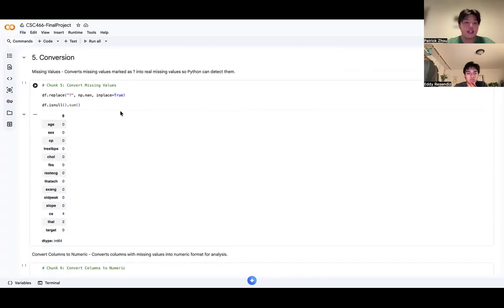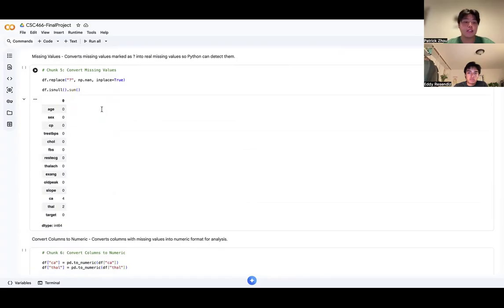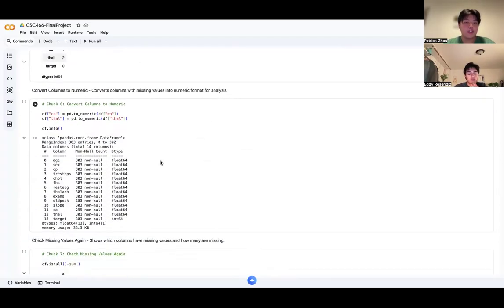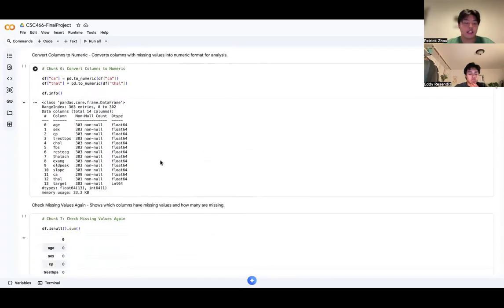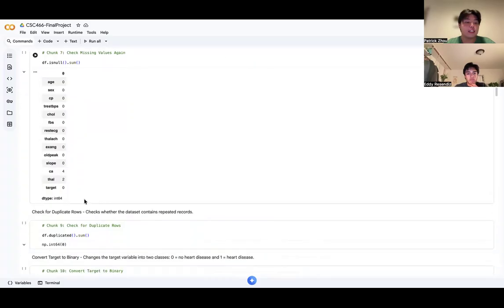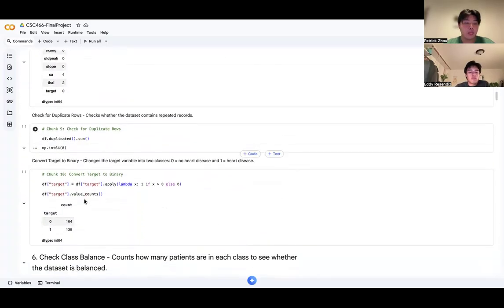Okay, and then first we are converting our missing values. Any values marked with a question mark in the data set are replaced with not a number, so null values in this case. And as we can see, there are four missing values for CA and two missing values for thal. And then here we're just converting our columns to numeric, and this helps us with our analysis later. And here we are checking our missing values again, and we still have four missing values for CA and two missing values for thal.